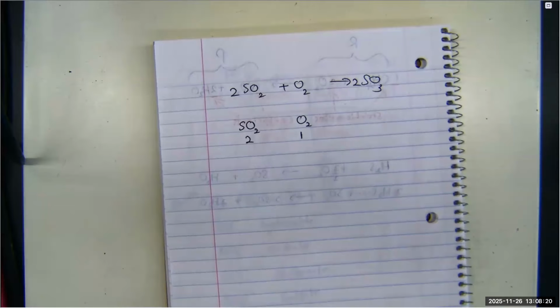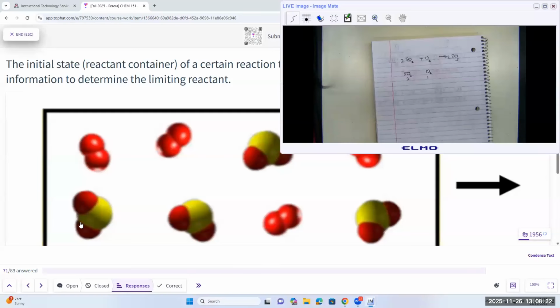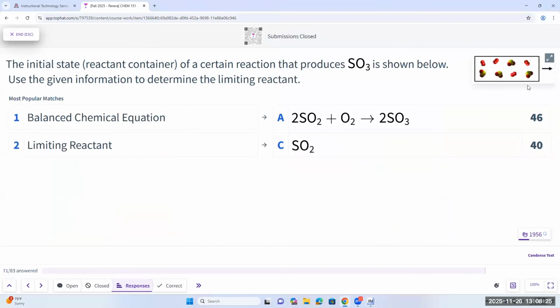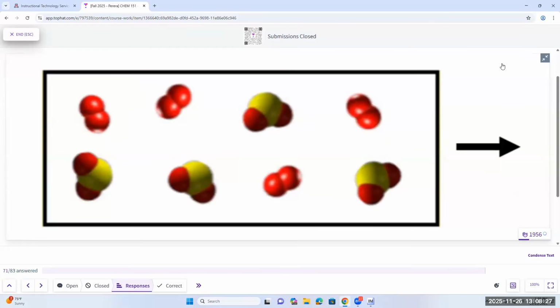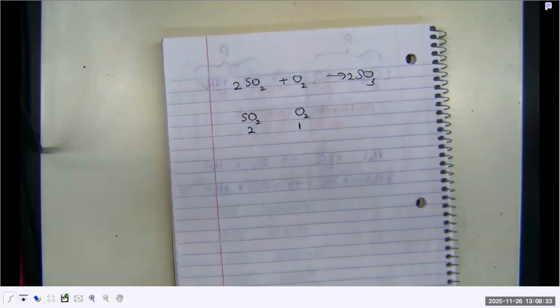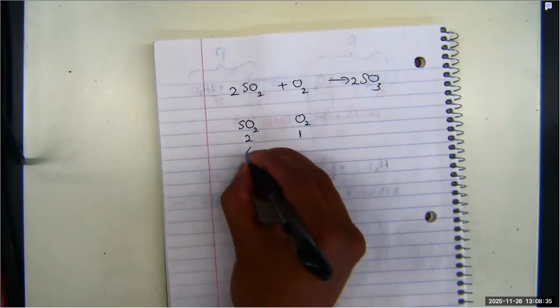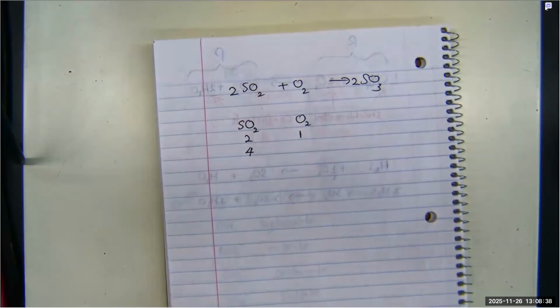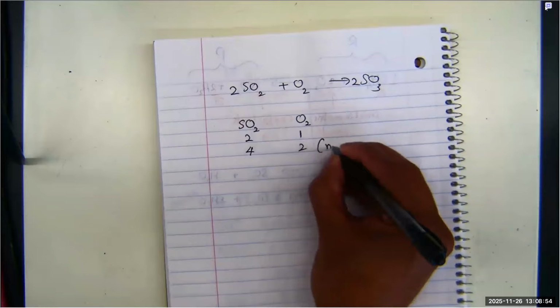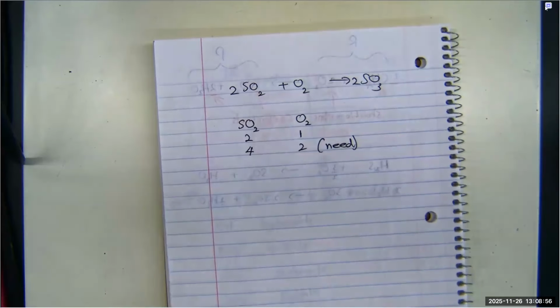Okay. Now, here's the thing. We have not 2, but let's count. We have 1, 2, 3, 4 SO2 molecules, right? So to react with 2, we need 1. To react with 4, how many oxygen molecules do we need then? What do you guys think? So to react with 2, we need 1. To react with 4, we need 2. Thank you. Said twice that, right? So we need 2. This is what we need.